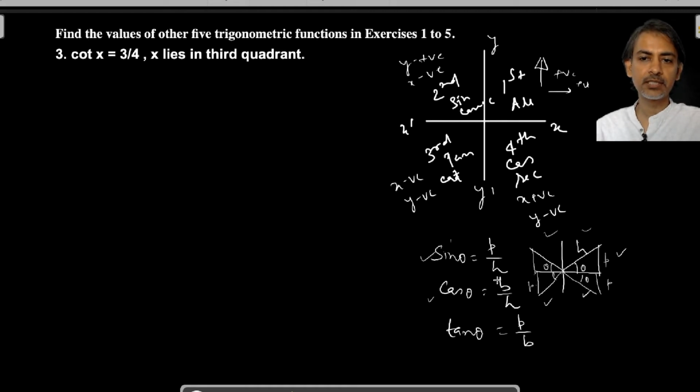We had discussed this in the previous lecture as well. Now you know the reason that sin, cos and tan are positive or negative in various quadrants. Now try to solve this problem.